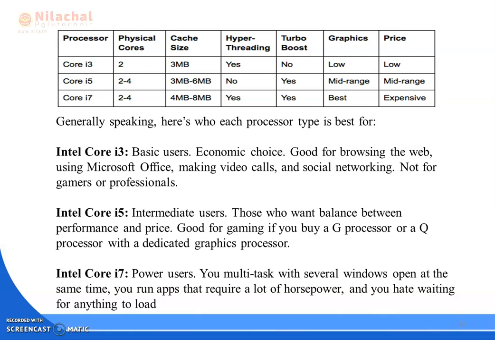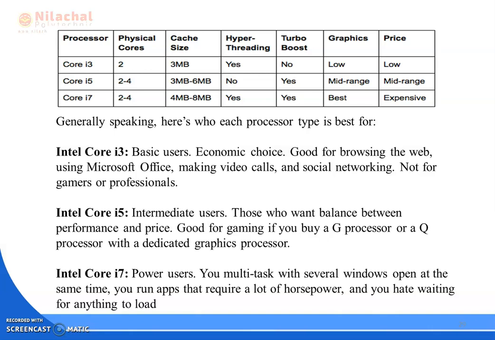It provides up to 3 MB to 6 MB of cache memory. It can support dual-core and quad-core processors. So this is a balance between performance and price. It is good for gaming, and it is also good for graphics processing.